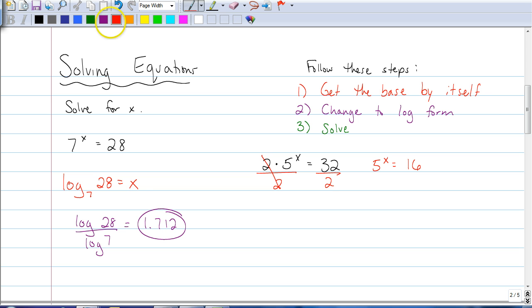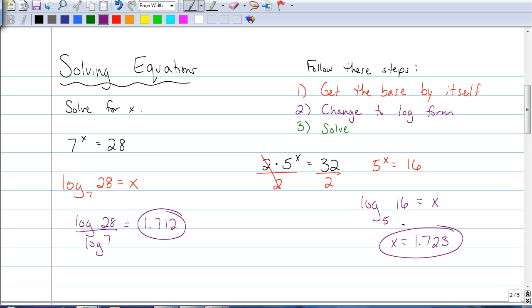Now we can change to logarithm form. So in logarithm form, your base is going to be the 5. We're going to take the logarithm of 16. Your answer is going to be x. So you're going to plug this on your calculator now. And this time when you do that, you end up getting your answer for x is 1.723 if you round to the nearest thousandth.